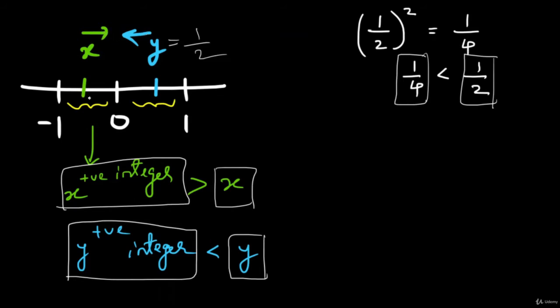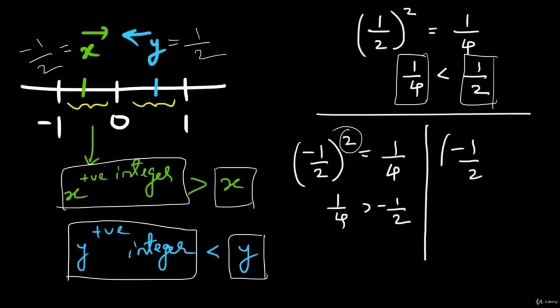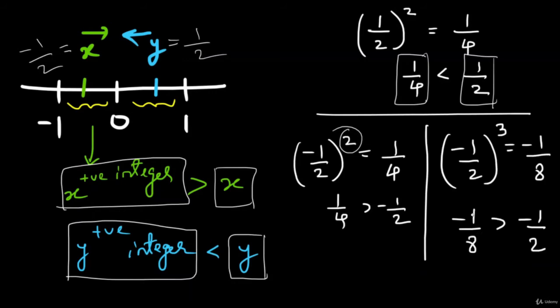Alright, now what if we take a number between -1 and 0? Let's try that over here. For example, let's take x as -1 by 2. If I raise -1 by 2 to the power 2, I get 1 by 4, and 1 by 4 is greater than -1 by 2. So we have moved to the right. And this is not only the case of even powers. What if I take -1 by 2 to the power 3? In that case, I get -1 by 8, and -1 by 8 is also greater than -1 by 2, right? So when you do this, you're moving towards the right on the number line.